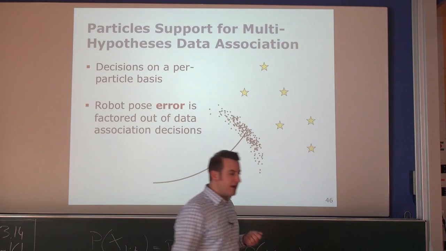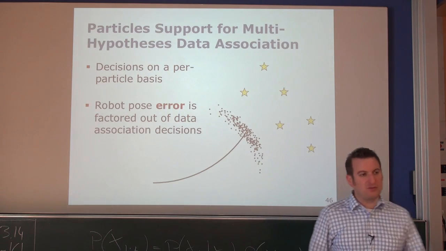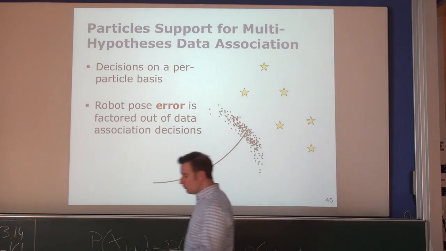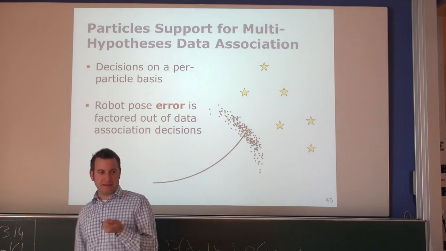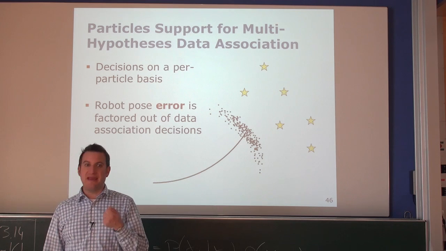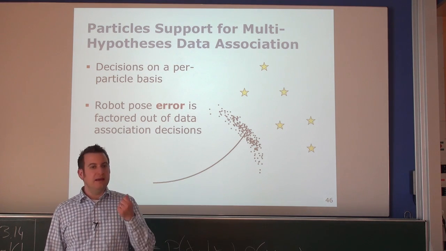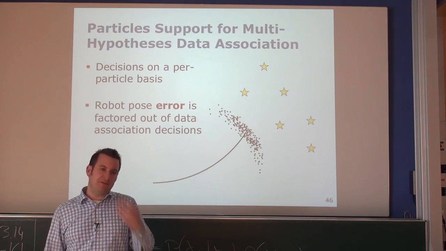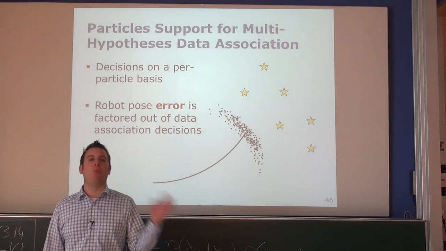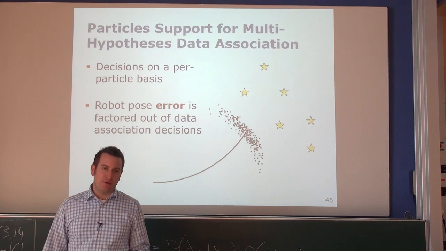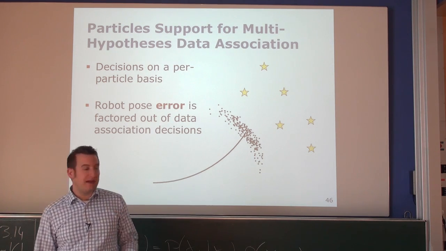And this is now a great advantage for the FastSLAM algorithm. The reason is that I can do my data association on a per particle basis. Every particle can make a different data association. And if a particle does good data associations, it's more likely to survive the resampling steps compared to a particle which does bad data associations.